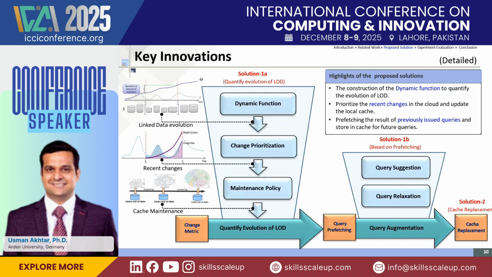And then I will highlight what the three key innovations are. The first innovation is the use of the dynamic function, because this is linked open data and everything is evolving. So the better way is you don't need to capture all the data. You just need to capture what is already updated. So we need to use some type of function that will only quantify what is already updated.